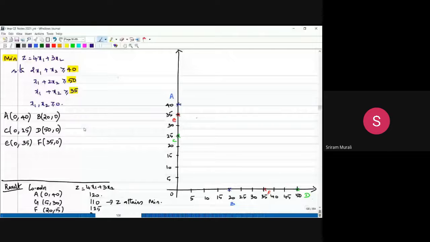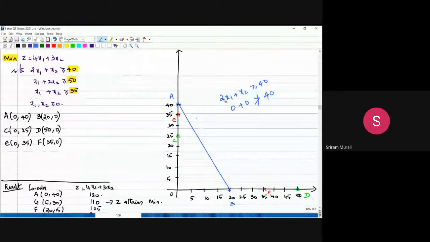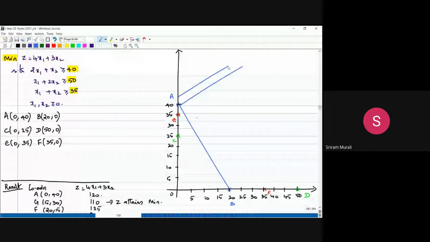Then only we can decide the shading. 0, 40, 20. So A is this. Give a shading. Where can the shading come? This is 2x1 plus x2, which is more than or equal to 40. 0 plus 0 cannot be greater than 40. Therefore, shading should not be given towards the origin. Shading should be given away from the origin. It will go like this.